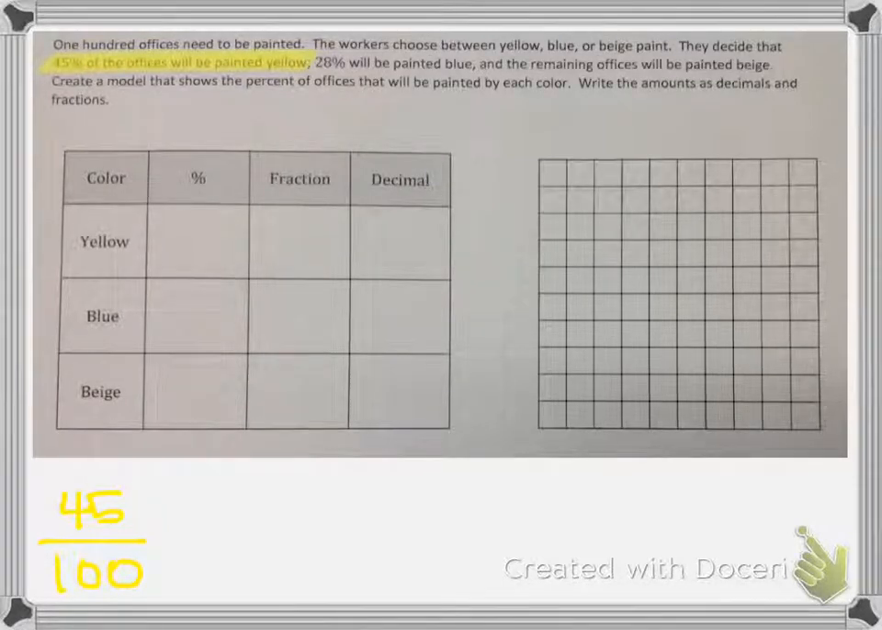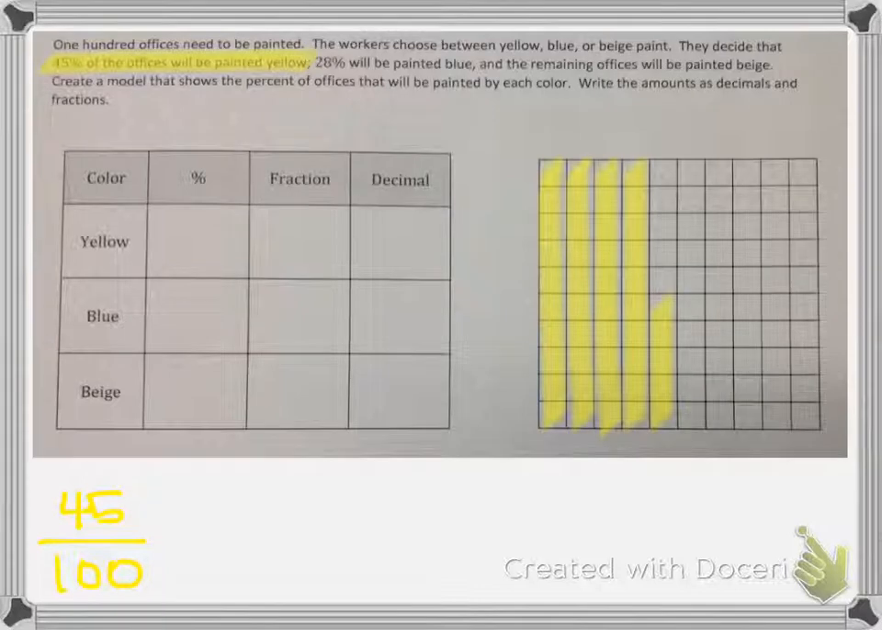So I'm going to use the grid and I'm going to shade in 45 boxes. There's 10, 20, 30, 40, and another 5. So I'll start here and get those last 5. So the 45% of the offices is represented by the boxes that are colored in with the yellow.